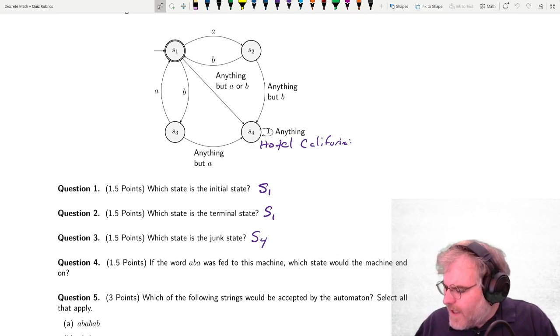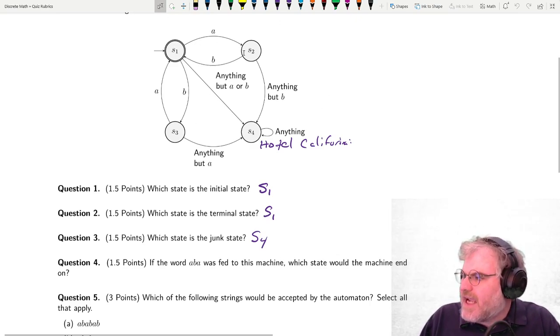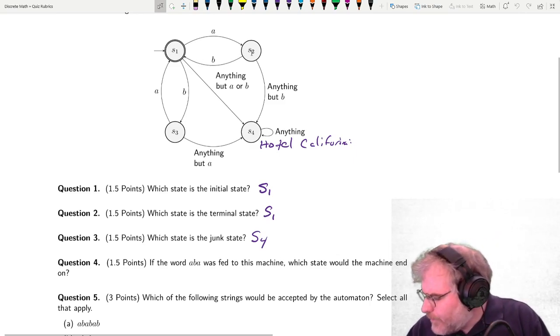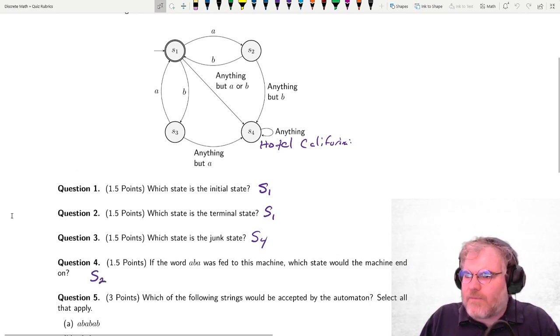All right, now if I feed ABA into this machine, where do I wind up? Well, here's A, B, A. I wind up at S2. How do we feel about that, 1 to 5?